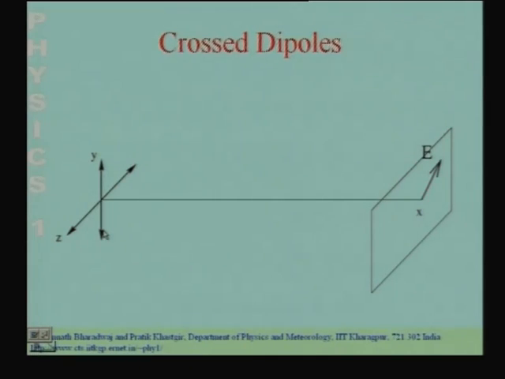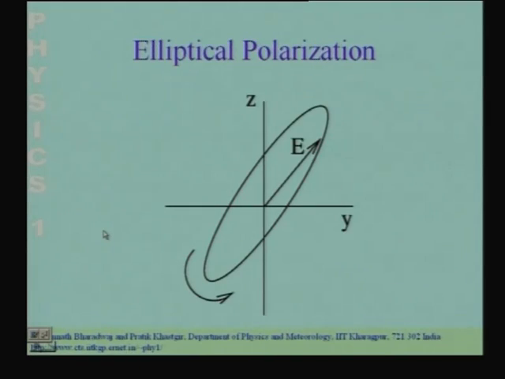In this situation, the electric field goes around in an ellipse, but the major axis and minor axis of the ellipse are no longer aligned with the y and z directions. This is the most general situation. So, the most general polarized state of an electromagnetic wave is where I have the electric field going around in an ellipse, and the ellipse is not aligned with the y or z axis which I have chosen.